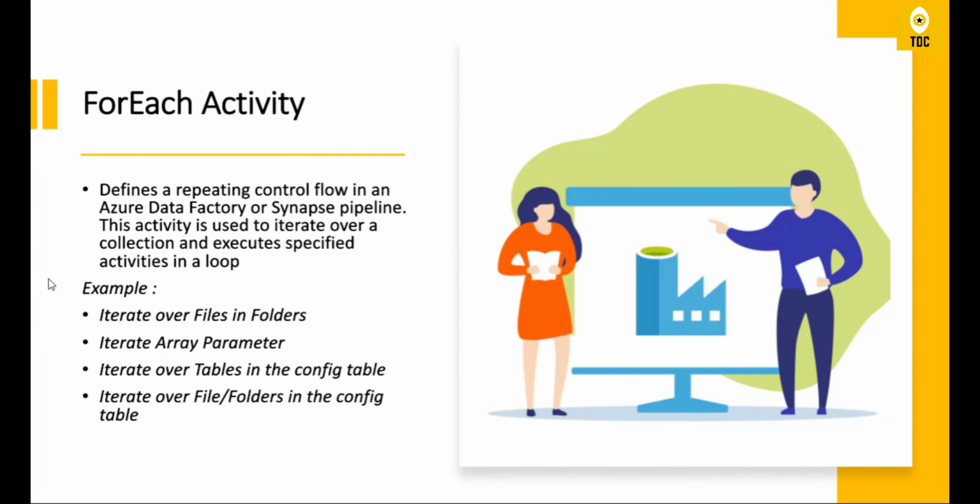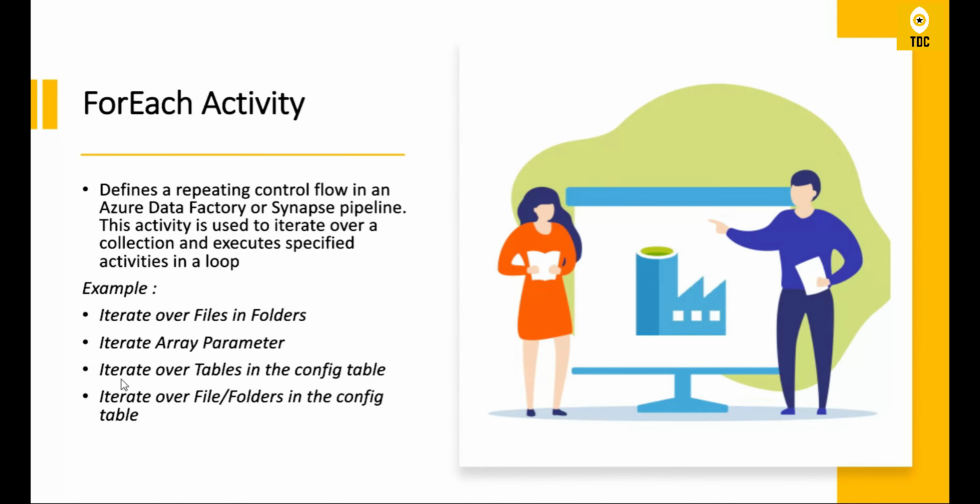And what are real-time examples of using the For Each activity? You can iterate over the files in a given folder. Suppose there is a folder in your blob storage or data lake storage, and you want to iterate over all the files one by one; you can use a For Each activity. Or if you have an array parameter, say 1, 2, 3, and you want to iterate over these parameters in sequential or parallel execution, whatever it might be, you will iterate using the For Each activity.